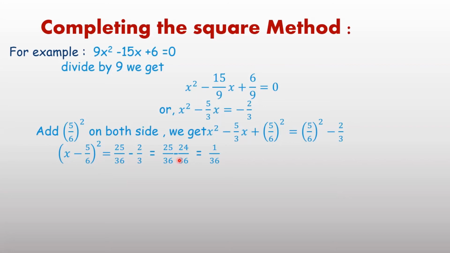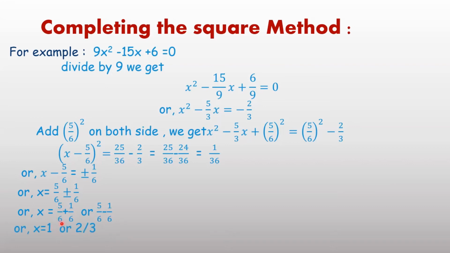Taking LCM, 24 upon 36 subtracted from 25 upon 36 gives 1 upon 36. Then x minus 5 upon 6 equal to plus minus 1 upon 6. Or x equal to 5 upon 6 plus minus 1 upon 6. Then taking the positive sign, 5 by 6 plus 1 upon 6, or the negative sign, then 5 by 6 minus 1 by 6. So 5 by 6 plus 1 by 6 means 6 by 6, 1, and the second part is 5 by 6 minus 1 by 6 means 2 upon 3. In this pattern you are getting the value of x, or roots of this equation, and this method is known as completing the square.